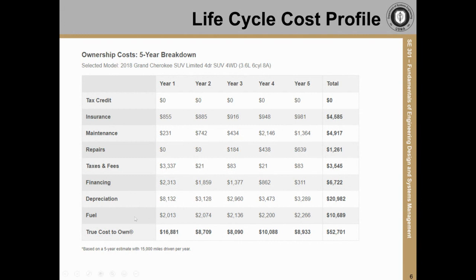But what's interesting is you're looking at the life cycle cost profile, and down here you can see year one, you're spending almost $17,000, and then it drops down to about $8,000 to $9,000 per year to get you up to that $52,000 total over the course of 5 years.